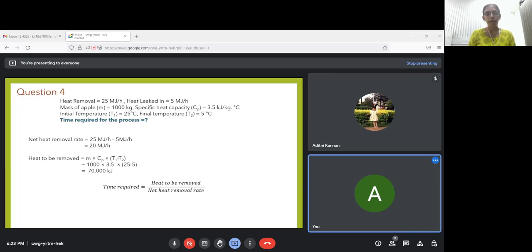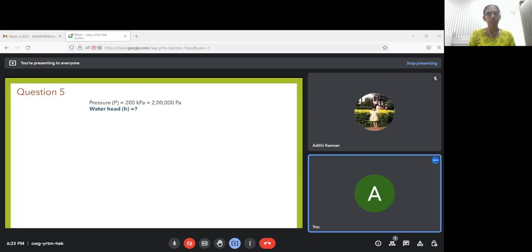So the time required can be calculated from the total heat that needs to be removed divided by the heat removal rate. In this step you need to make sure that the units are the same. Here the net removal rate is in megajoules and this is in kilojoules. So we convert megajoules to kilojoules, that is 20 into 10 power 3 kilojoules per hour, and this will be 70,000 kilojoules. So when you substitute it, the time comes out to be 3.5 hours. So the correct answer to this question is option A.